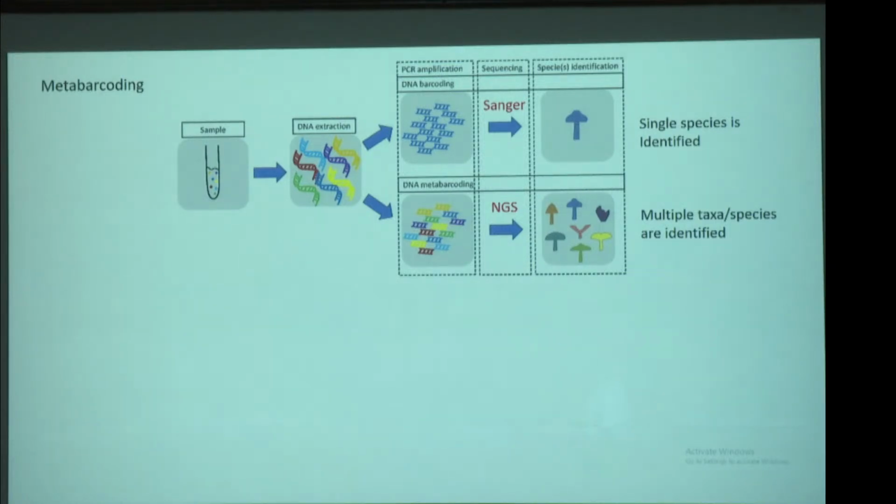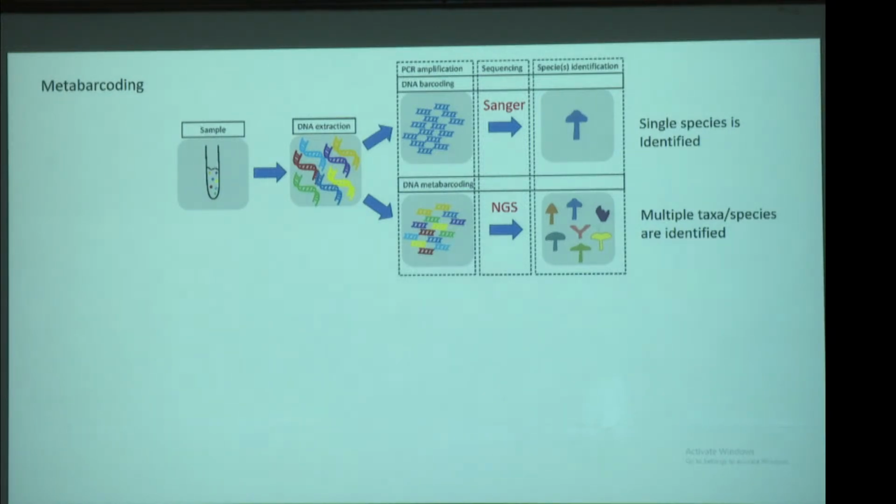But in metagenome, for example, take the rhizosphere. The rhizosphere is the soil very closely attached to the roots of any plant, and it contains many organisms: bacteria, fungi, and many others. So, simultaneously, we identify all the organisms present in that particular sample.